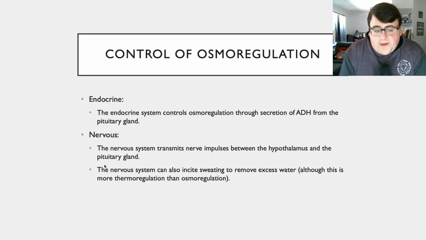How do we control osmoregulation? The endocrine system will control osmoregulation through the secretion of ADH through the pituitary gland. The nervous system will control osmoregulation by transmitting nerve impulses between the hypothalamus and the pituitary gland, but it's also worth noting the nervous system can incite sweating to remove excess water. That's more thermoregulation than osmoregulation though.